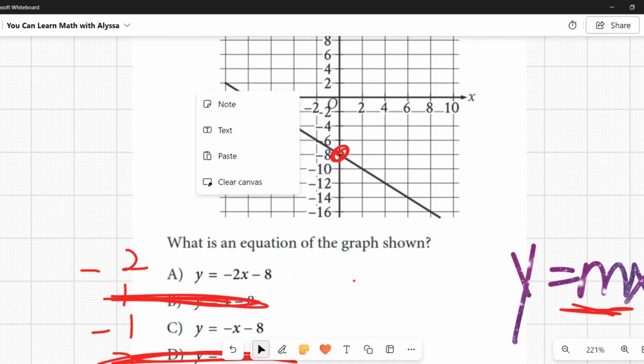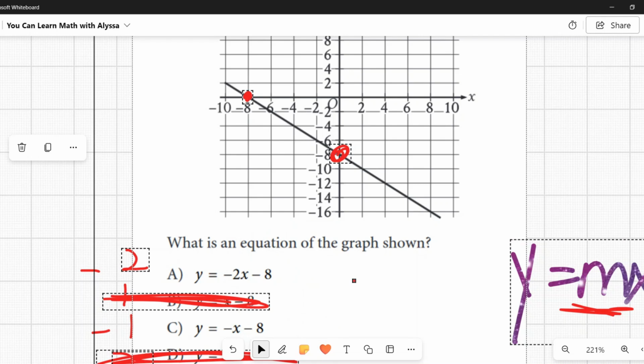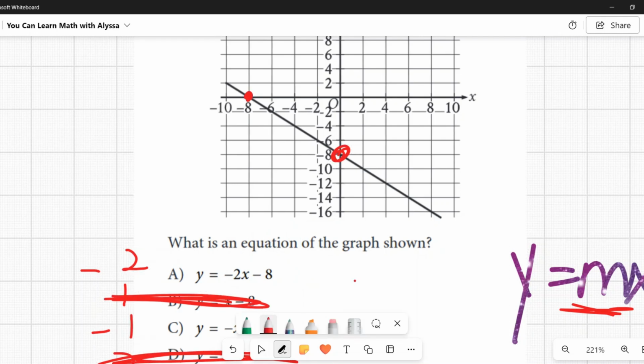And I have, Bling never likes when I do dots. Microsoft Whiteboard's always like, a dot? Did you draw a dot on me?